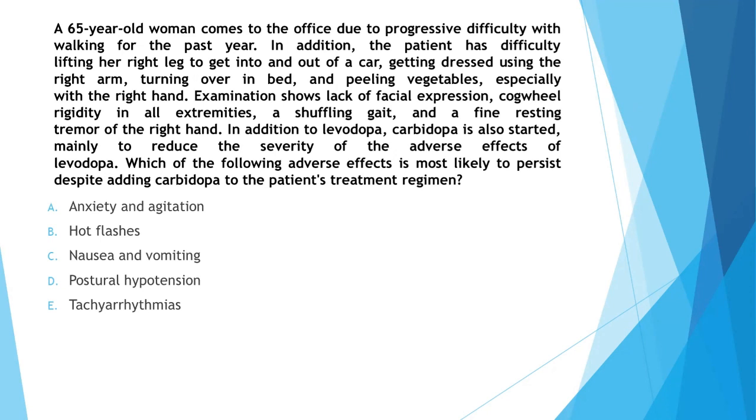A 65-year-old woman comes to the office due to progressive difficulty with walking for the past year. In addition, the patient has difficulty lifting her right leg to get into and out of the car, getting dressed using the right arm, turning over in bed, and peeling vegetables, especially with the right hand. Examination shows lack of facial expression, cogwheel rigidity in all extremities, a shuffling gait, and a fine resting tremor of the right hand.